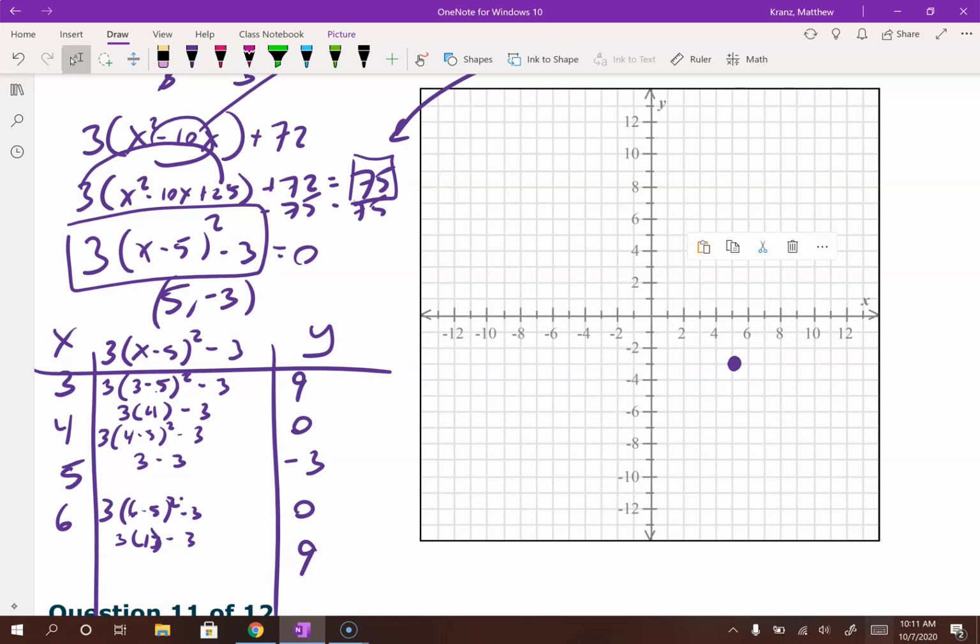I have a 4, 0. So right there. I have a 3, 9 all the way up here. Same thing on the other side. I have a 6, 0, and I'll have a 7, 9, basically. Then I can go ahead and graph my parabola. Remember, as this number here gets bigger, this gets narrower, okay?